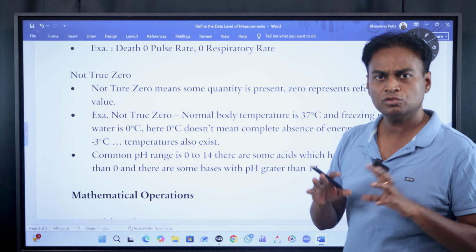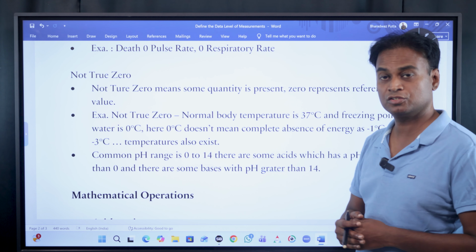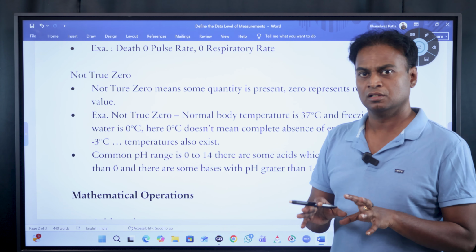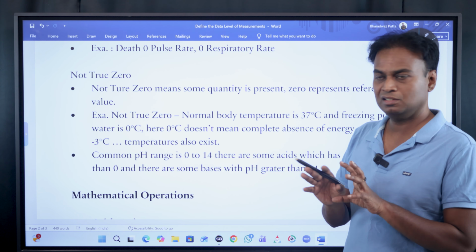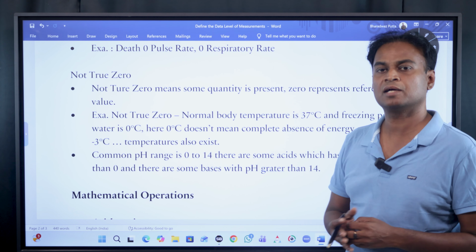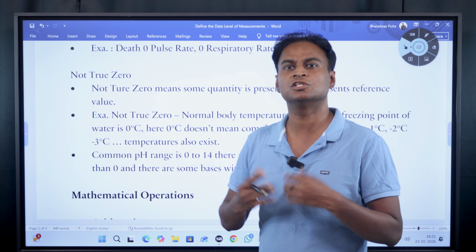Here 0 doesn't mean there is no temperature, because there is minus temperature also. -1, -2, -3, -4 means there is temperature, but it is just the value. It is not the complete absence of temperature. There is no body in this world with 0 temperature.